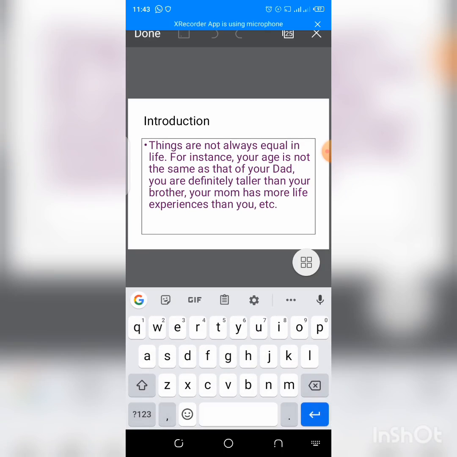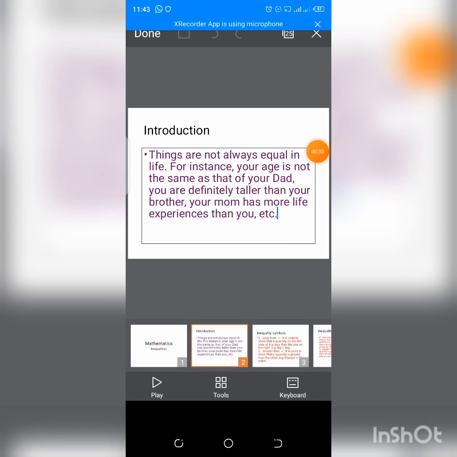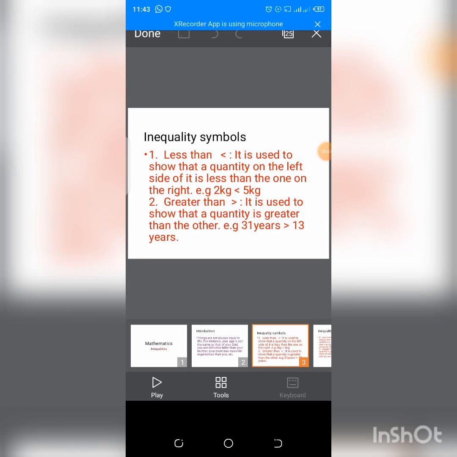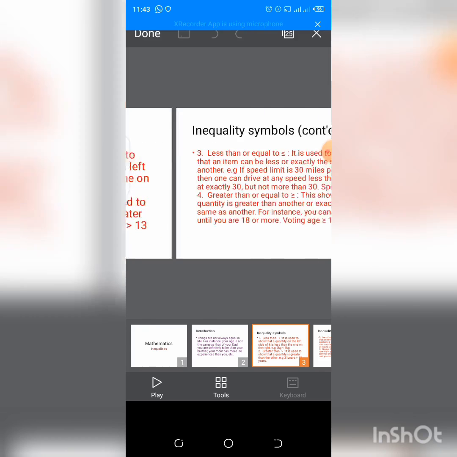We have inequality symbols. The inequality symbols we have are 5. We have less than. That is to show that something on the left side of that sign is less than, that is not up to the one on the right hand side. The example given there is that 2 kilograms is less than 5 kilograms. The next one is greater than, and that is used to show a quantity that is greater than the other. Like 31 years is greater than 13 years.